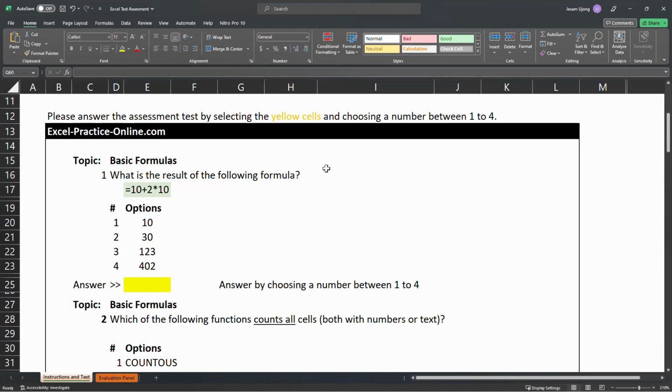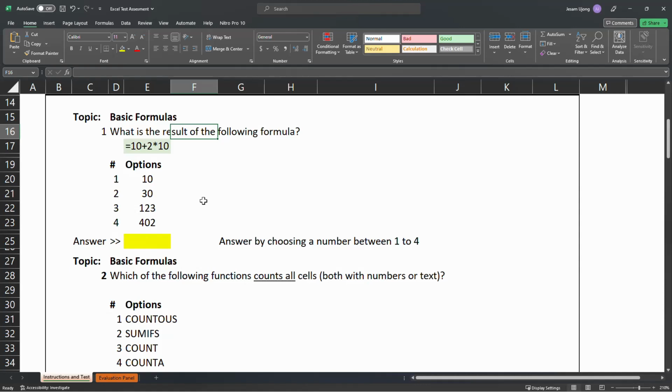Okay, so basic formulas. The first question is, what is the result of the following formula: equal to 10 plus 2 times 10? So get on your Excel keyboards and give me the answer. Sharp, sharp. Daniel did not come to play. Happy Mary. Okay, who else, please?